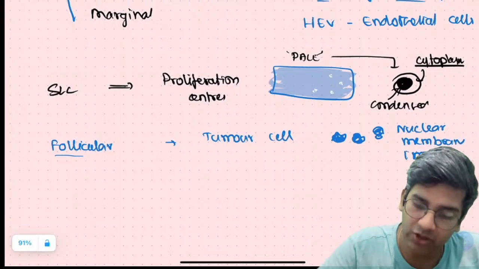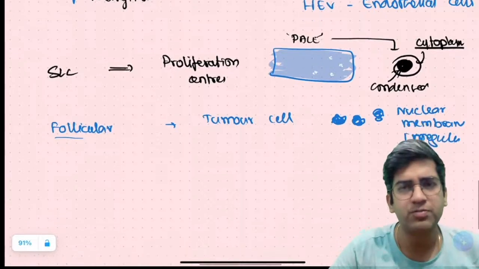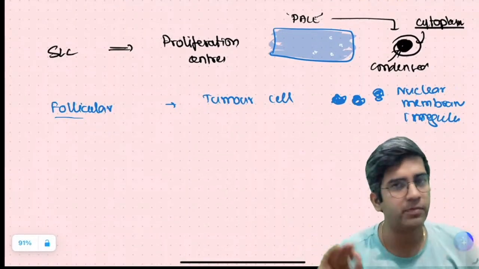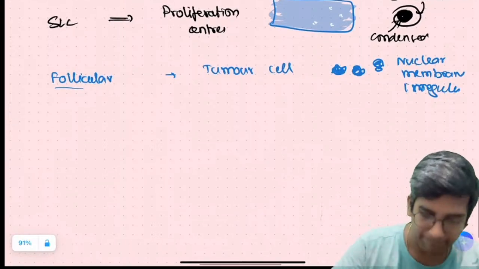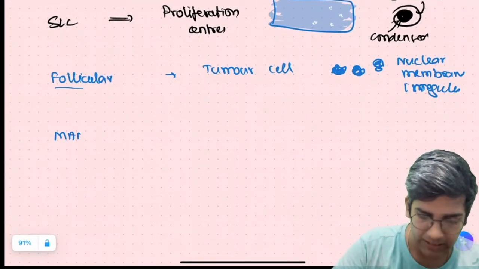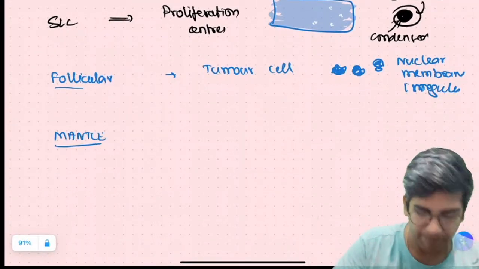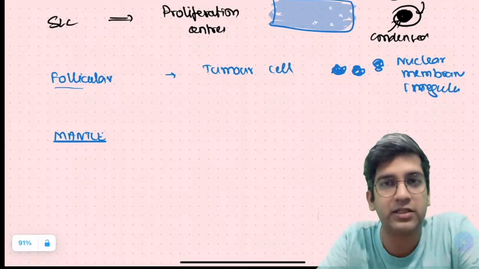It will be irregular because they come from centrocytes. Centrocytes by default are irregular. With an irregular nuclear membrane, I'm thinking of follicular lymphoma, though I'm not going to diagnose yet. Mantle is a great mimicker. The problem with mantle is that it has different morphological forms.